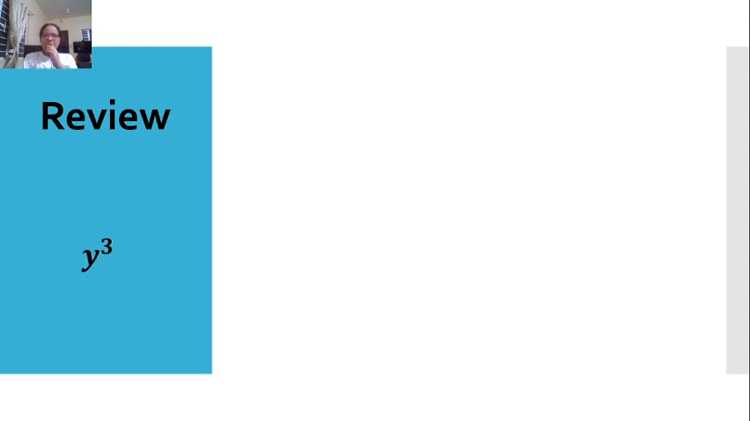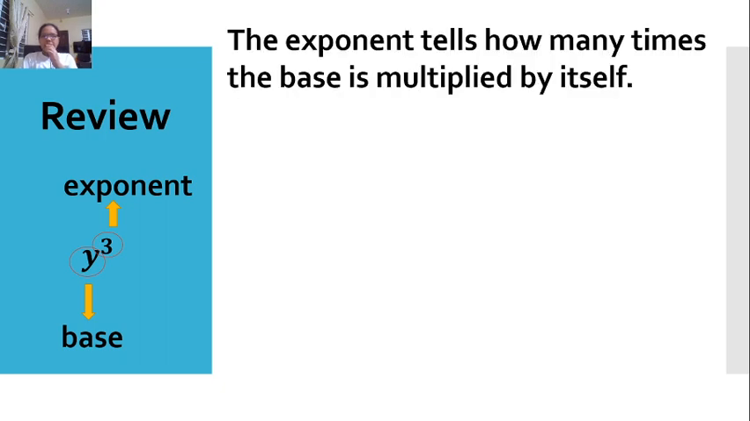If we're given y cubed, y is called the base and 3 is the exponent. The exponent tells how many times the base is multiplied by itself. For example, if you're given a to the fifth, that means a is multiplied 5 times by itself. That's a times a times a times a times a.